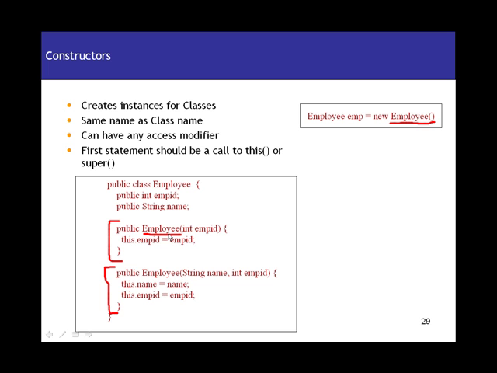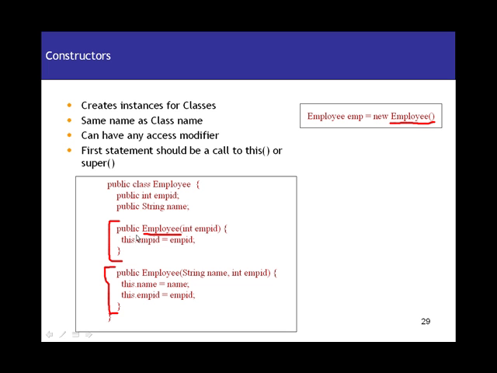And one more thing, your methods can have a return type, but your constructors cannot have a return type, right? And you can have any access modifier for your constructors. You can have public, private, protected, default, anything. Okay. All right.